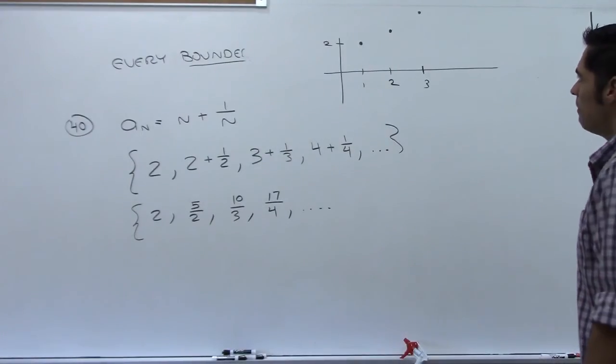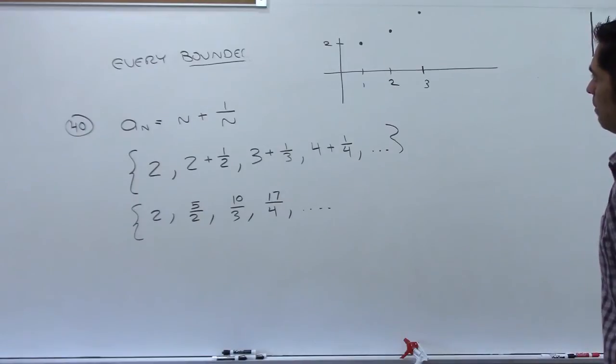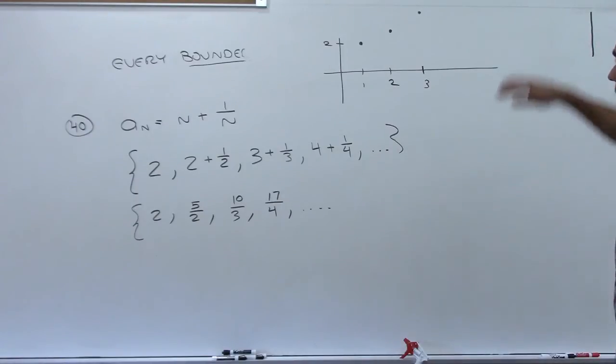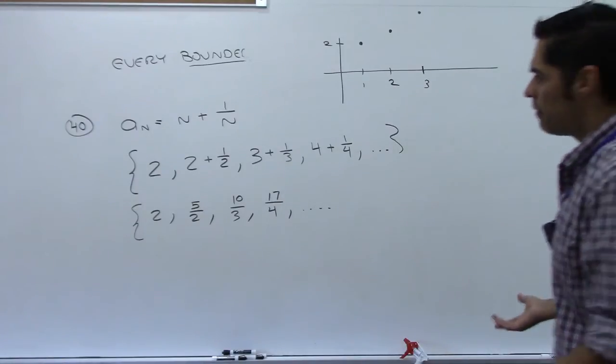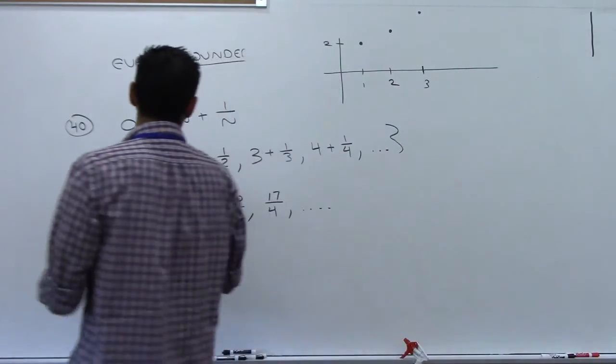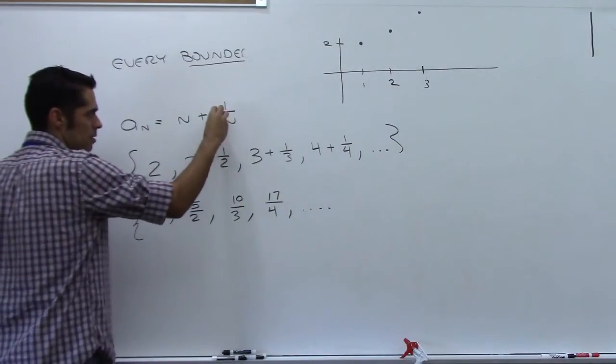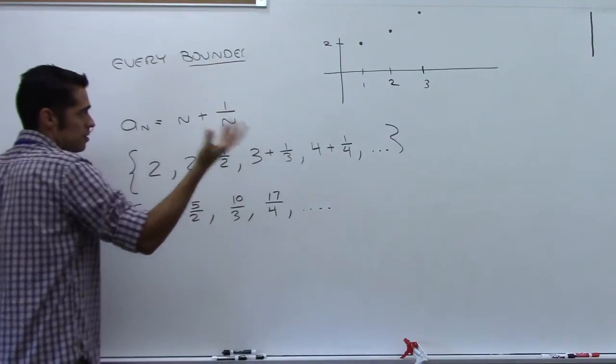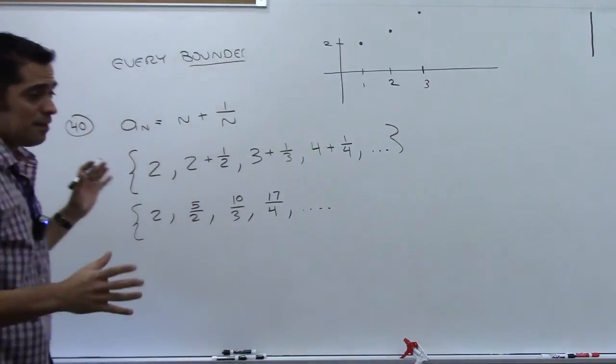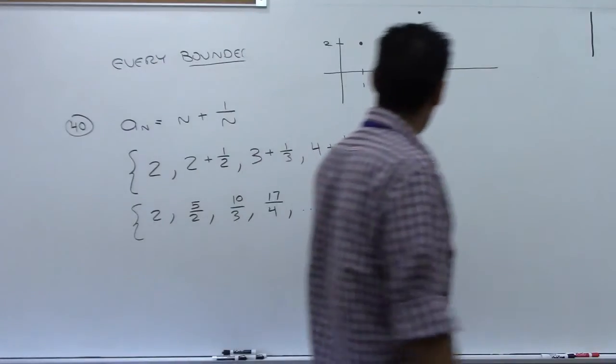4.25 or something like that. So it appears that the further I go out, the bigger it gets. Now I could confirm that by taking the limit as n goes to infinity. If I do that, that goes to infinity, that goes to 0, so this goes to infinity plus 0, which is infinity. So this thing is definitely not bounded.